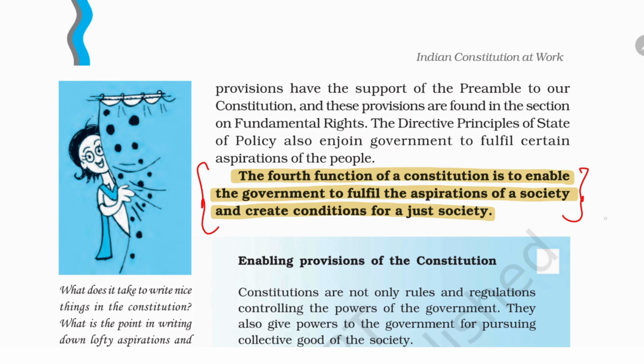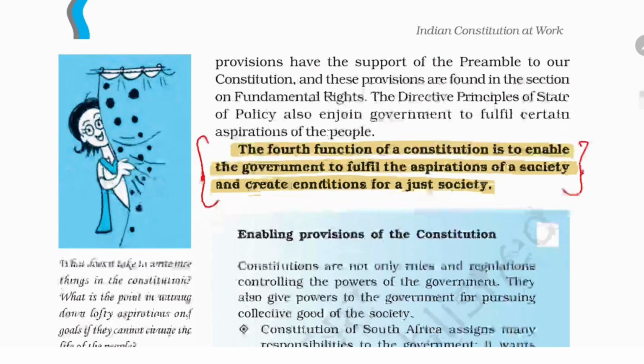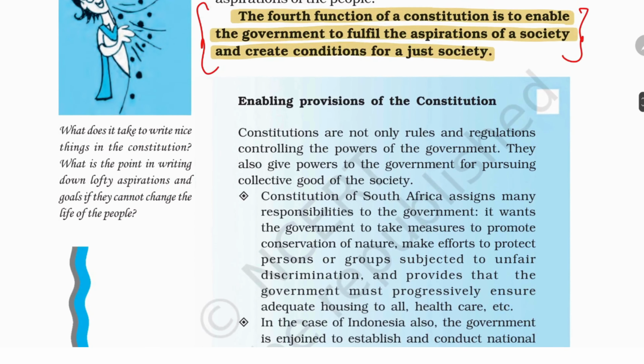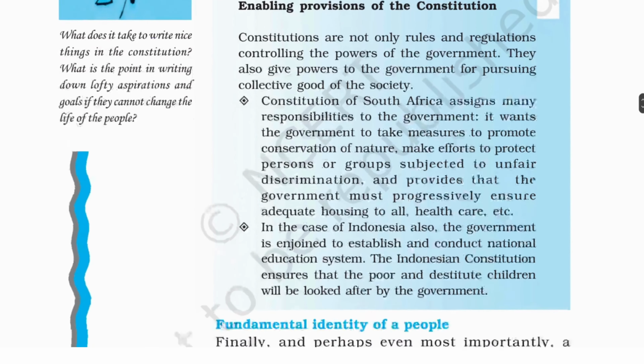Just mark the fourth function of the constitution the way you can see on the screen. Just highlight this as you can see on the screen. It is important, along with every other thing which you can see.